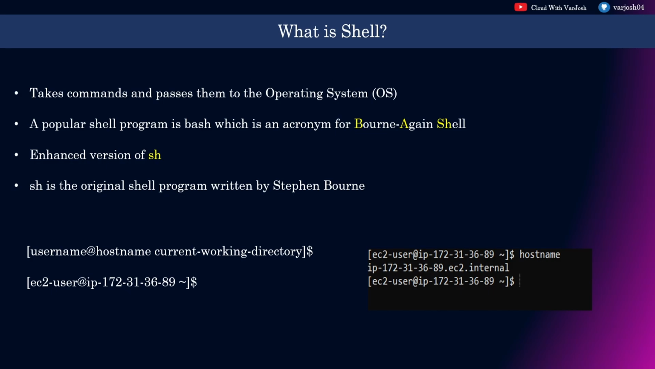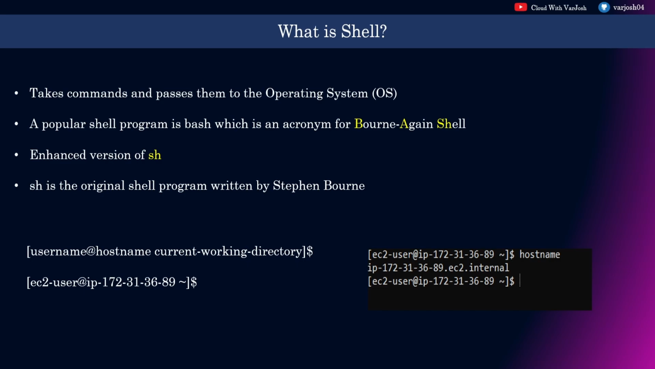In the example on my screen, the user with which I have logged in is EC2 user, and the hostname of the instance is IP-172-31-36-89. I am working with an Amazon EC2 instance, and that is the format in which AWS assigns host names when an instance is launched.